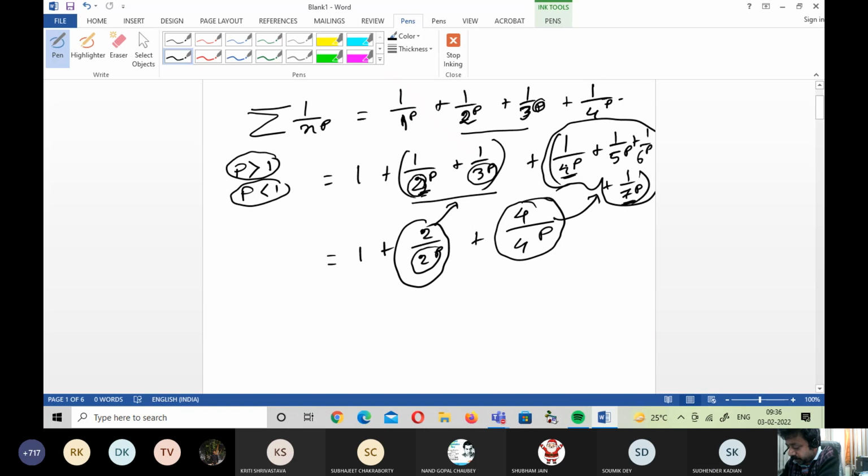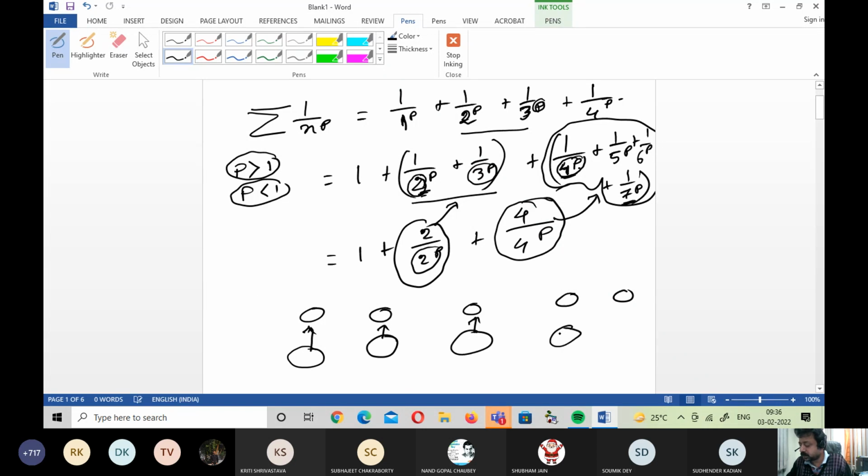If p is greater than 1, then in the previous example we had to take the lower series, but here we take the higher series. How? Suppose there are some terms in a series. If you take a higher series, this is higher than this, this is higher than this, and you can prove that this higher series is convergent, then this series must be convergent.